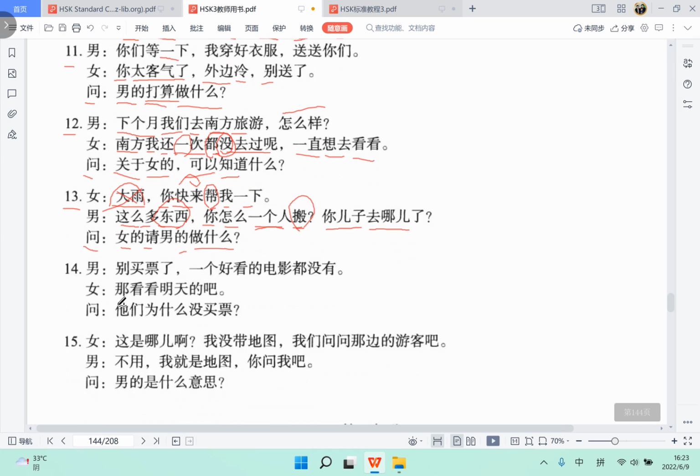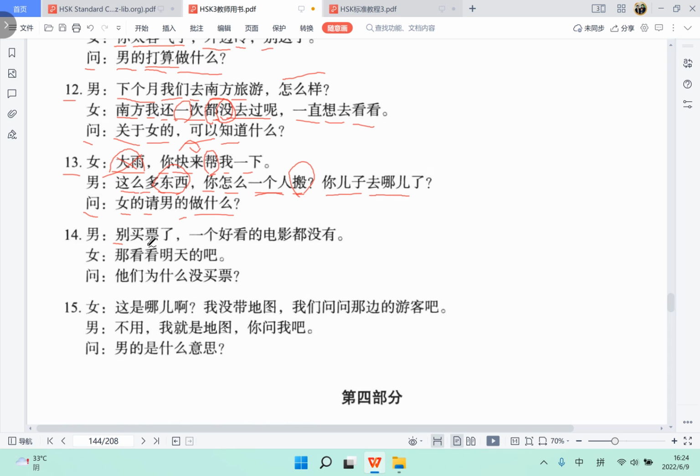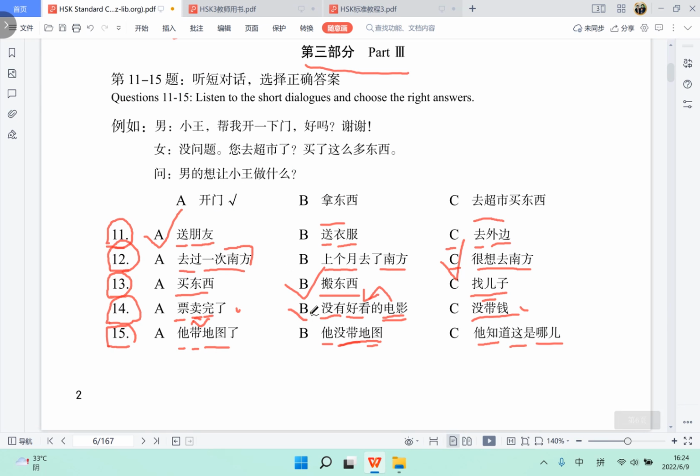And 14: 别买票了, so don't buy a ticket, 一个好看的电影都没有. So there is no good movie, not even one, right. So 一什么什么都没, we take this again. So there's no good movie even one. And the reply: 那看看明天的吧。And the question: 他们为什么没买票? So why haven't they bought the ticket? 没有好看的电影, right, no good movie.